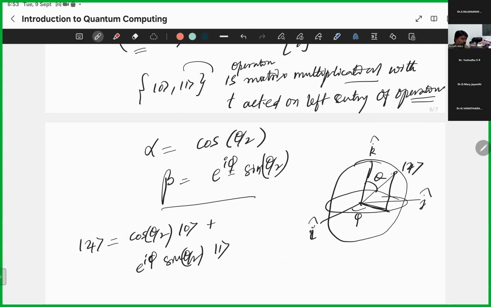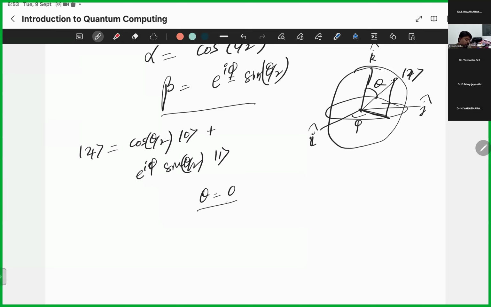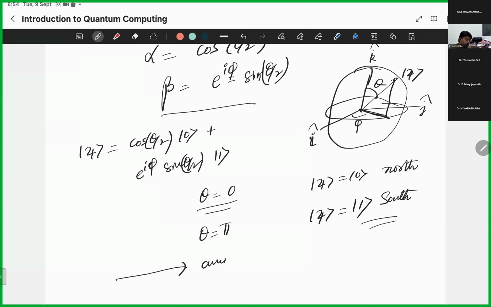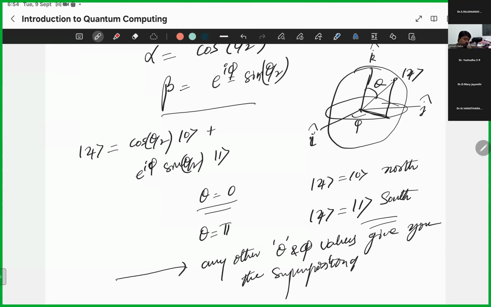When you substitute theta equal to 0, the quantum state is pointing towards the north. If theta is equal to pi, the quantum state is pointing towards the south. Any other theta and phi values give you a superposition of |0⟩ and |1⟩. That is how qubits are realized from the quantum states.